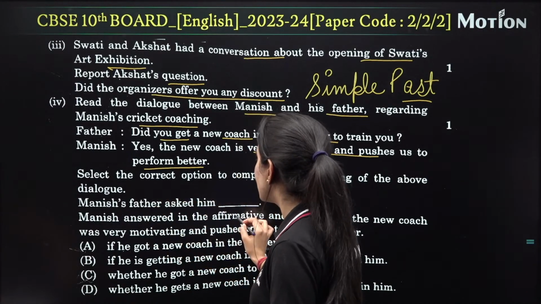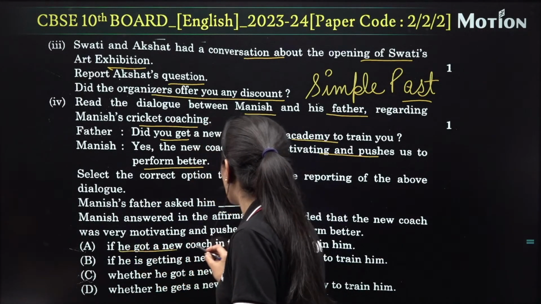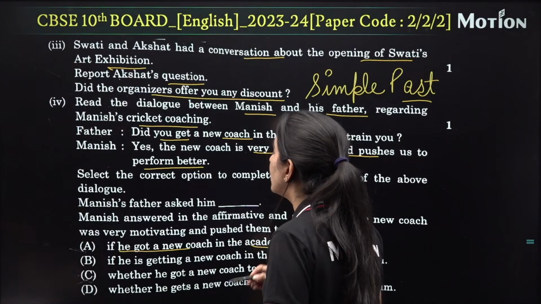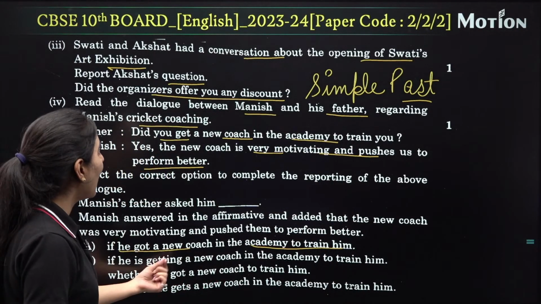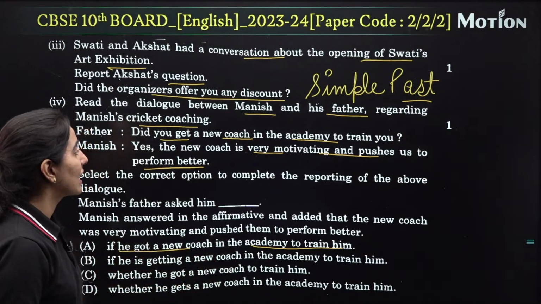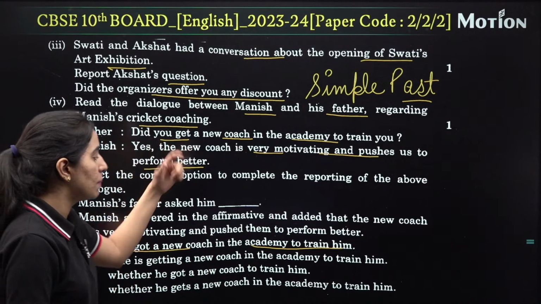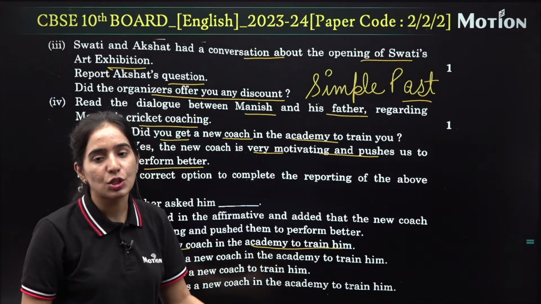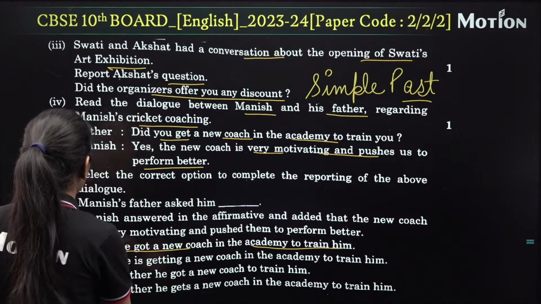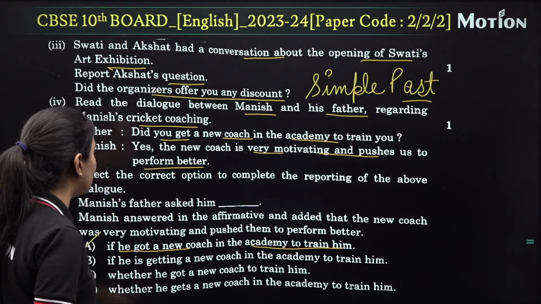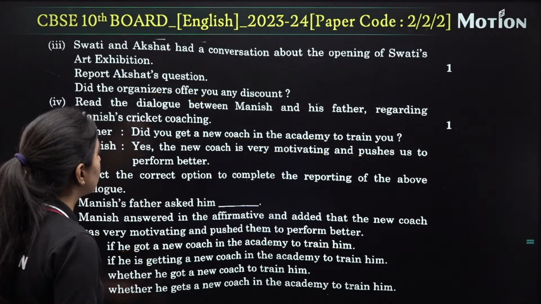Manish's father asked him if he got a new coach in the academy to train him. Otherwise, the correct answer should have been if he had got a new coach in the academy to train him, because simple past changes to past perfect in direct to indirect speech. The rest of the part is already given. So yes, answer A should be the correct one.